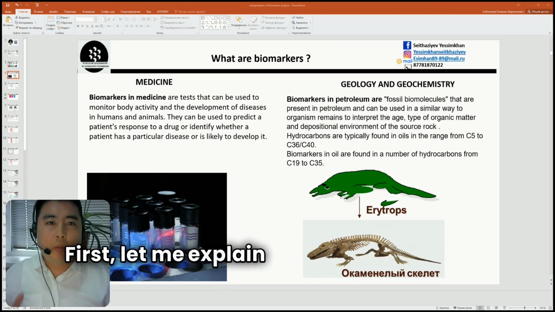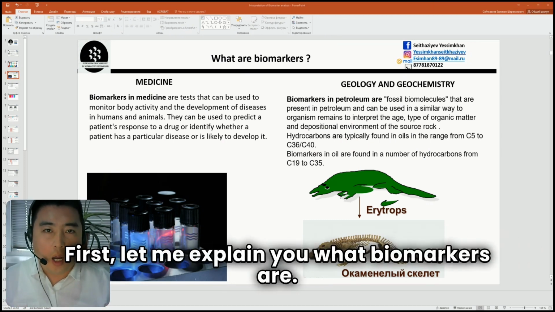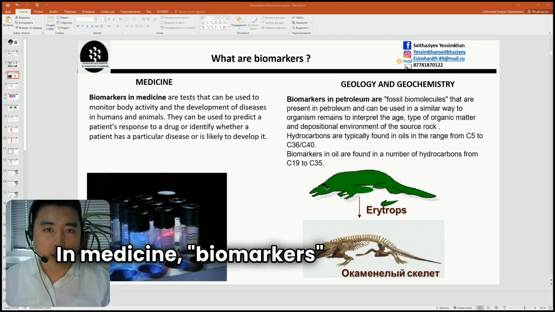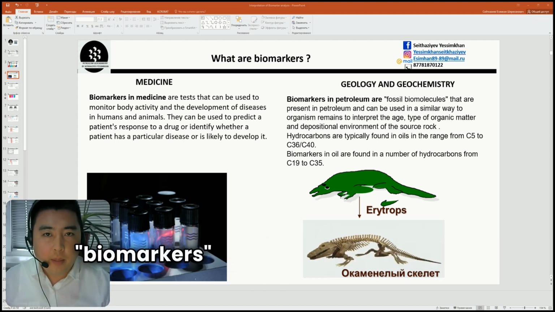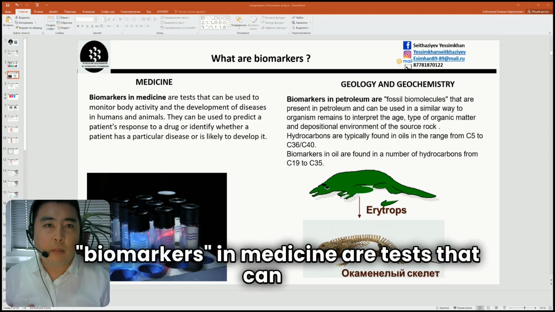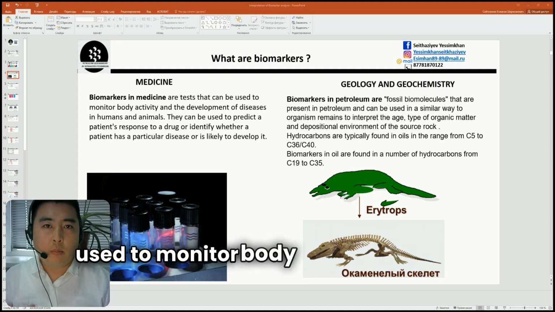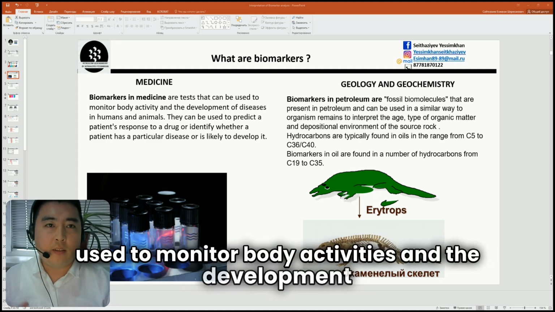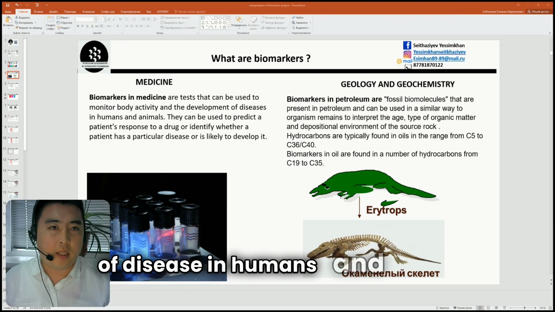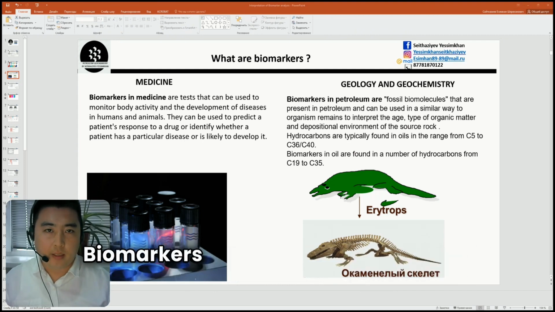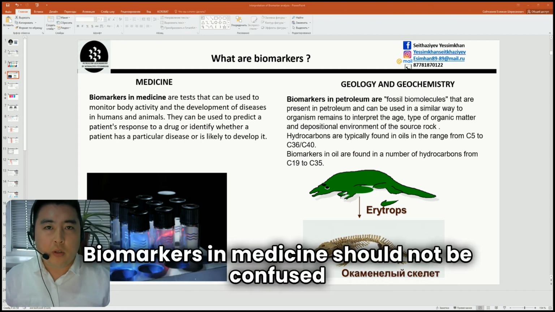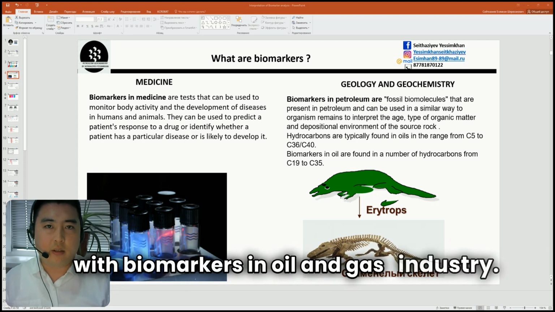First, let me explain what biomarkers are. In medicine, biomarkers are used as well, but biomarkers in medicine are tests that can be used to monitor body activities and the development of disease in humans and animals. Biomarkers in medicine should not be confused with biomarkers in the oil and gas industry.